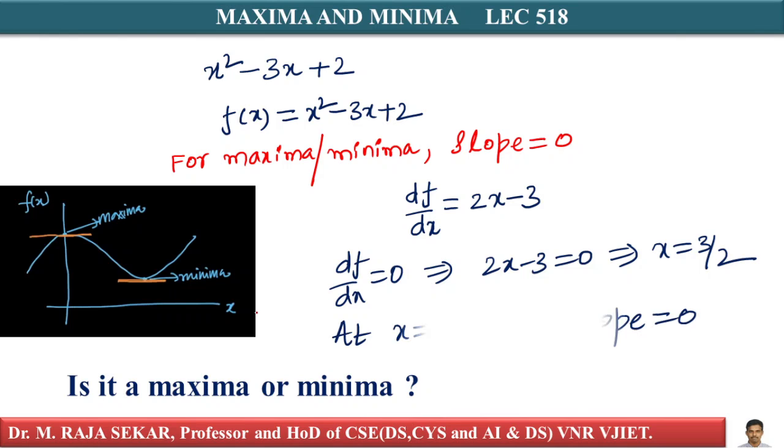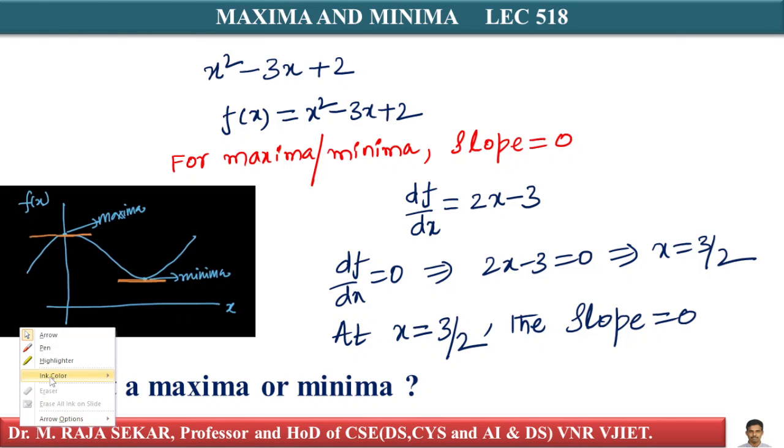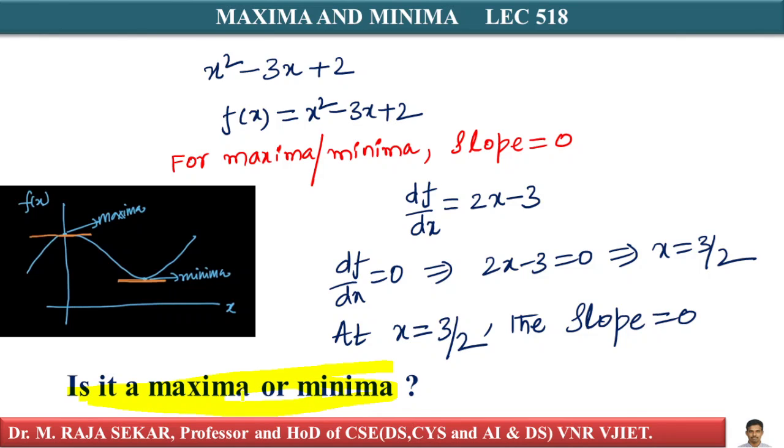Now, the next immediate question is: is it a maxima or minima? This is an immediate question. This is important. At x equal 3 by 2, will you get maxima? Is it a maximum value or minimum value? Is it not a valid question? Yes, it's a valid question. There are multiple techniques to do it.